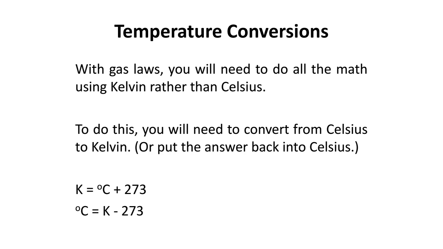Okay, temperature conversions. When you're doing gas laws, you have to do all the math using Kelvin rather than Celsius. That's because Kelvin does not have negatives. Celsius does. You can have a negative 100 degrees Celsius. You can't have a negative Kelvin. And in fact, absolute 0, which is the temperature at which nothing moves, period, everything is dead, is 0 K. In fact, there's nothing out there that we know of in the universe that's at 0 K.